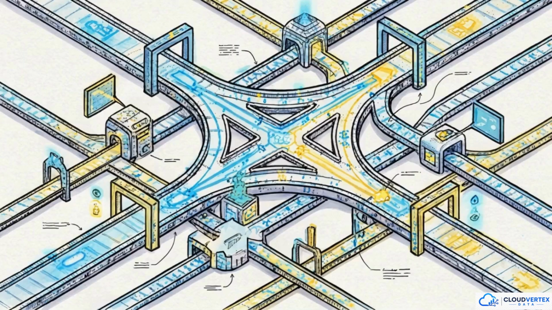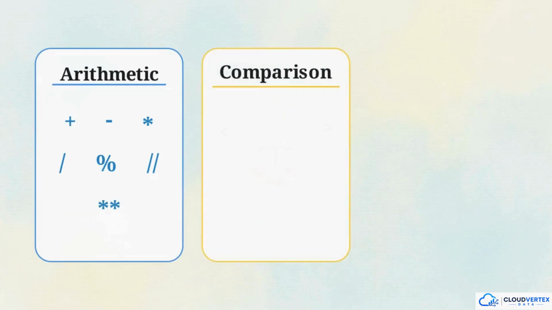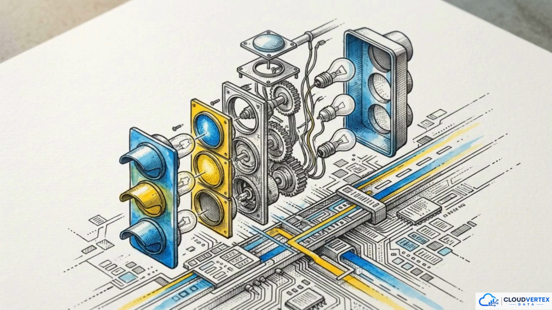Once you have your materials, you need rules for how they interact. We use operators to do this. Arithmetic operators handle the math, comparison operators weigh values against each other, and logical operators combine different conditions. Think of them as the traffic lights of your logistics network.